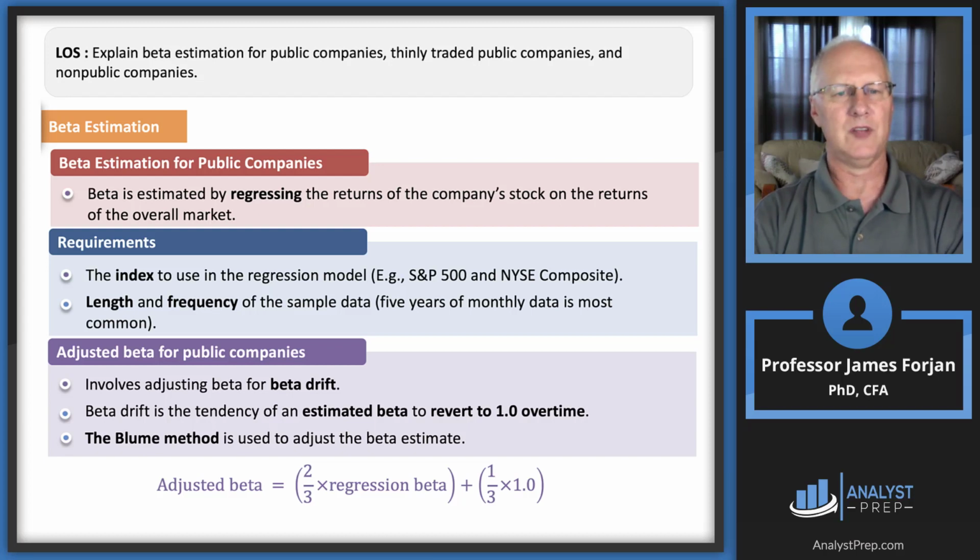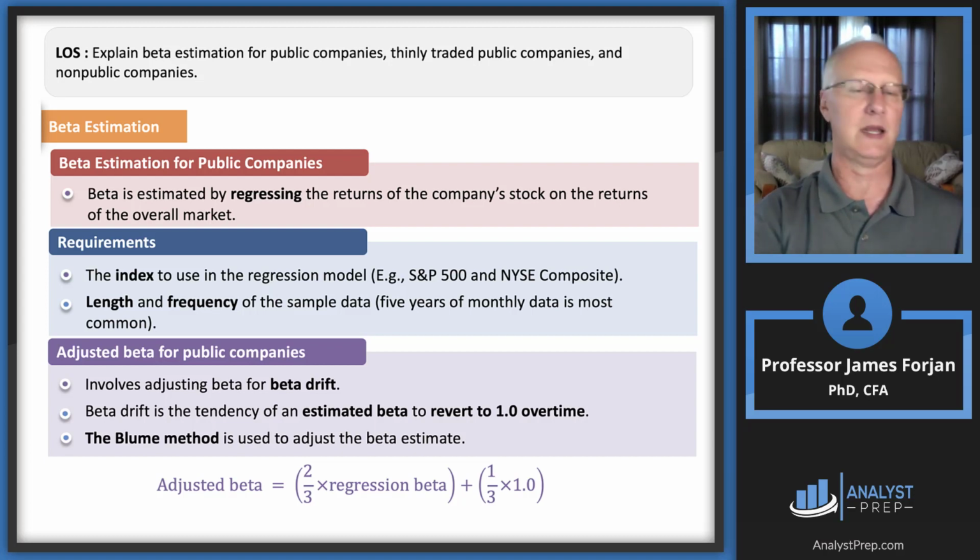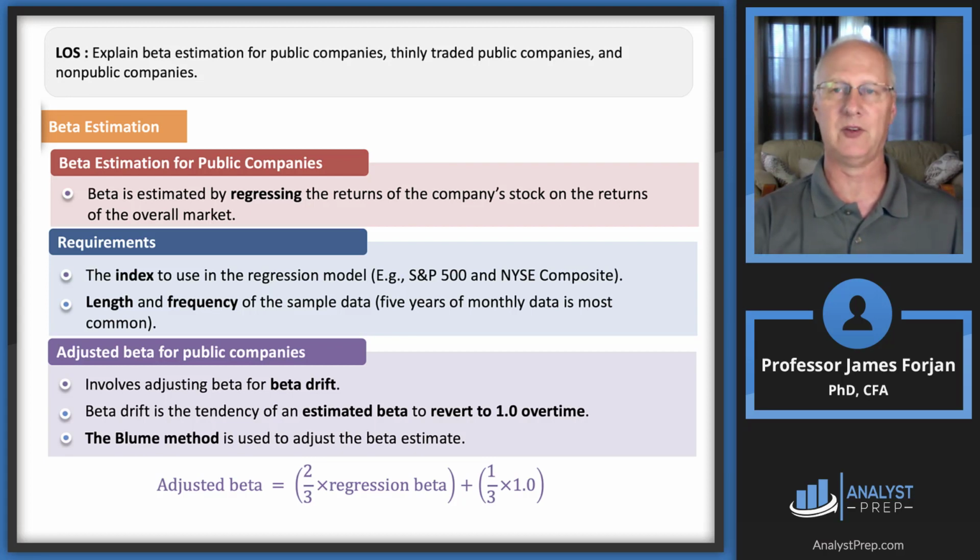Here we go. Adjusted beta for public companies. This is really a cool concept here. What do we know about betas over time? There are tons and tons of problems with beta because they're not stable, right? There are many academic journal articles that are called the instability of beta. And that just means that beta changes over time. The sensitivity changes over time.